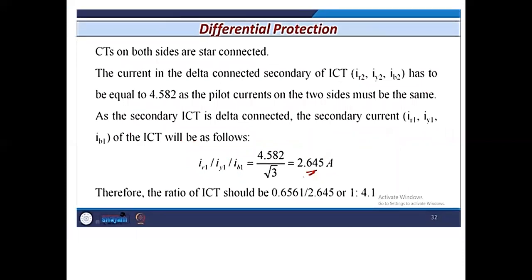So this IR1, IY1, and IB1 is nothing but 4.582 divided by root 3. This comes out to be 2.645 ampere. So the ratio of the ICT should be 0.656 divided by 2.645, or if I convert it, it should be 1 to 4.1.